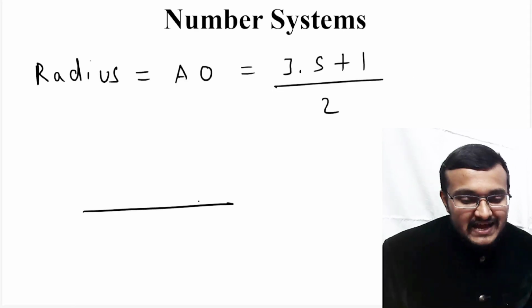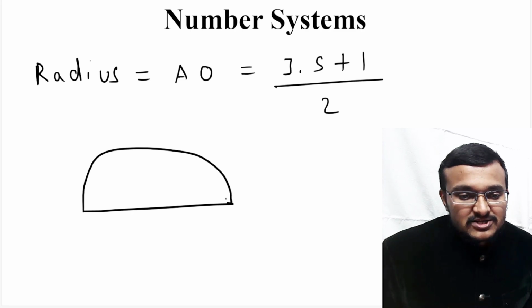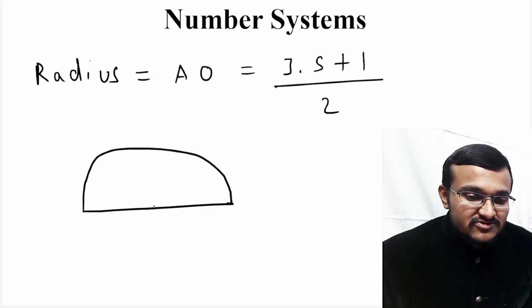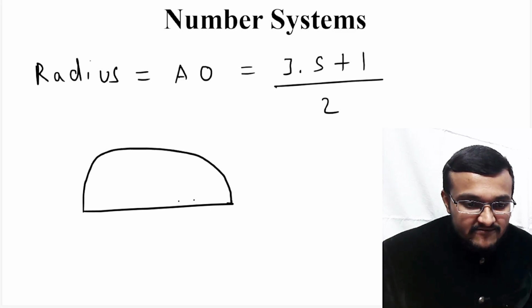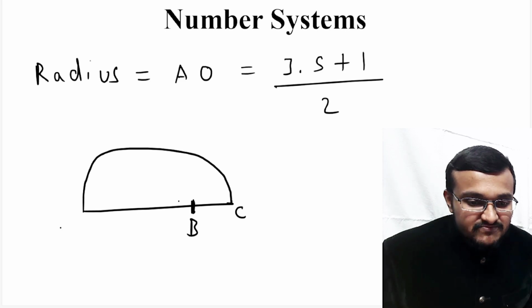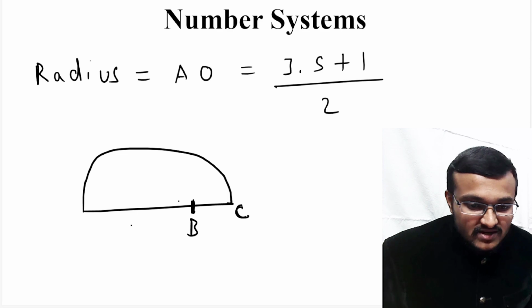So now you have this semicircle. I'll draw the semicircle once again. You can draw a semicircle using a compass. Here we have B and here we have C. Here A is there, and at the center of this line you have O.